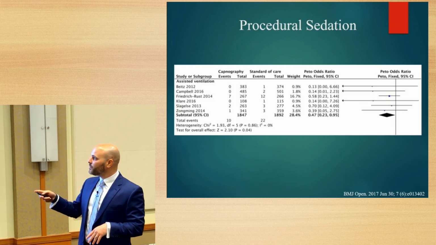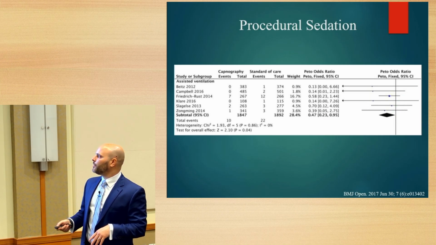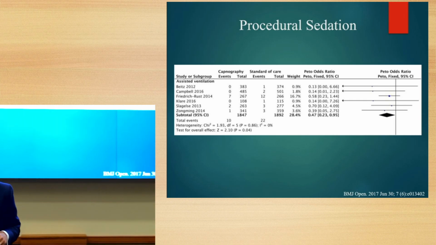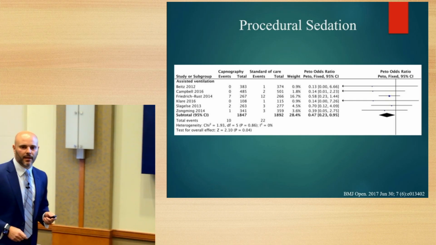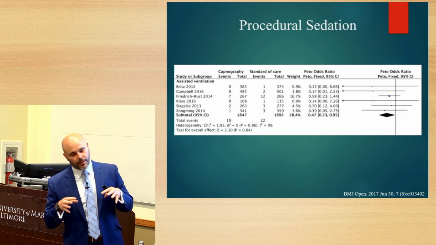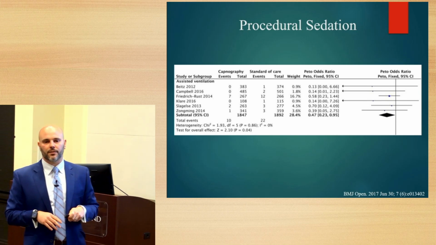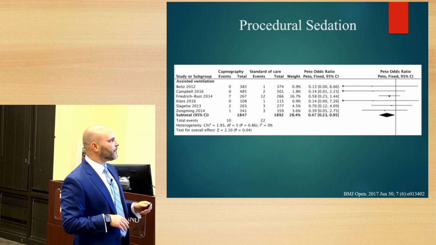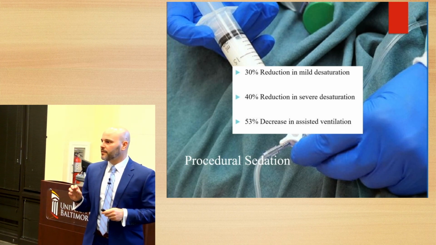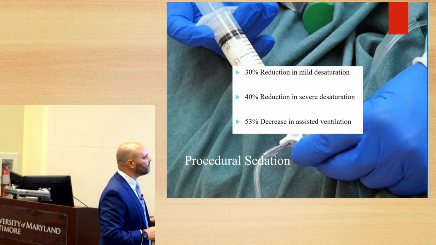And then in the same study, it also favored assisted ventilation with an odds ratio of about 0.47. So about a 53% reduction in assisted ventilation during these procedures. This not only included emergency department patients, but outpatient clinics, colonoscopies, GYN clinics as well. All right, so about decreased desaturation events and needing ventilation assistance.